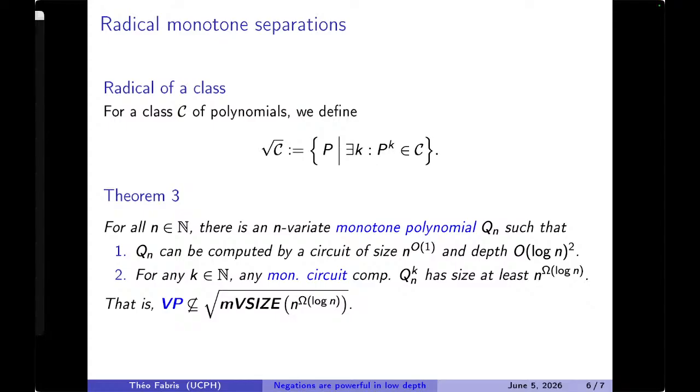And the result that I just want to say is that, by proving monotone Boolean circuit lower bounds, we can show that VP is not contained in the radical of monotone circuits of size n to some constant times log n. And that was the result that I wanted to mention among these further results.